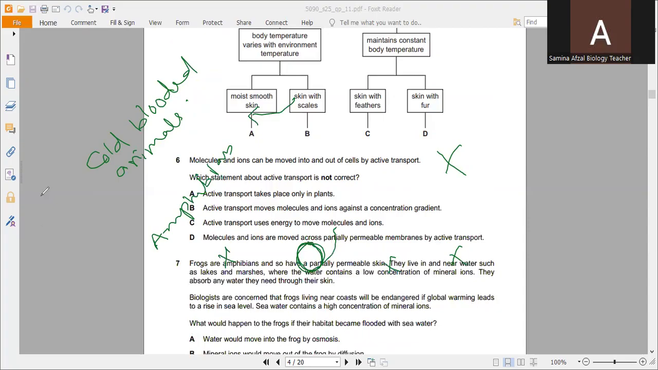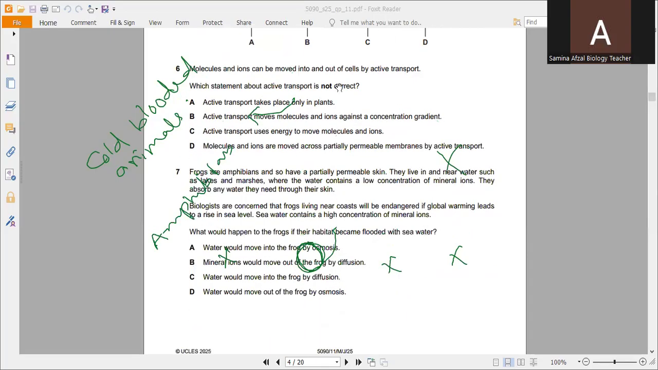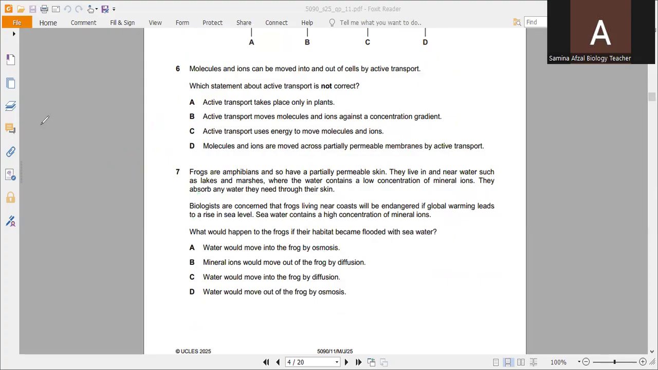Now the next question is: molecules and ions can be moved into and out of the cells by active transport. Which statement about active transport is not correct? Active transport takes place only in plants. No, it can take place in both animals and plants. So this statement is incorrect.